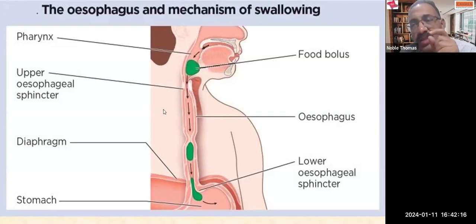Sphincter muscles are placed at many places in the digestive system. Wherever we need to stop the movement of material, the default position of a sphincter muscle is tightly closed. You need to spend energy to open it. Otherwise, it remains tightly closed.